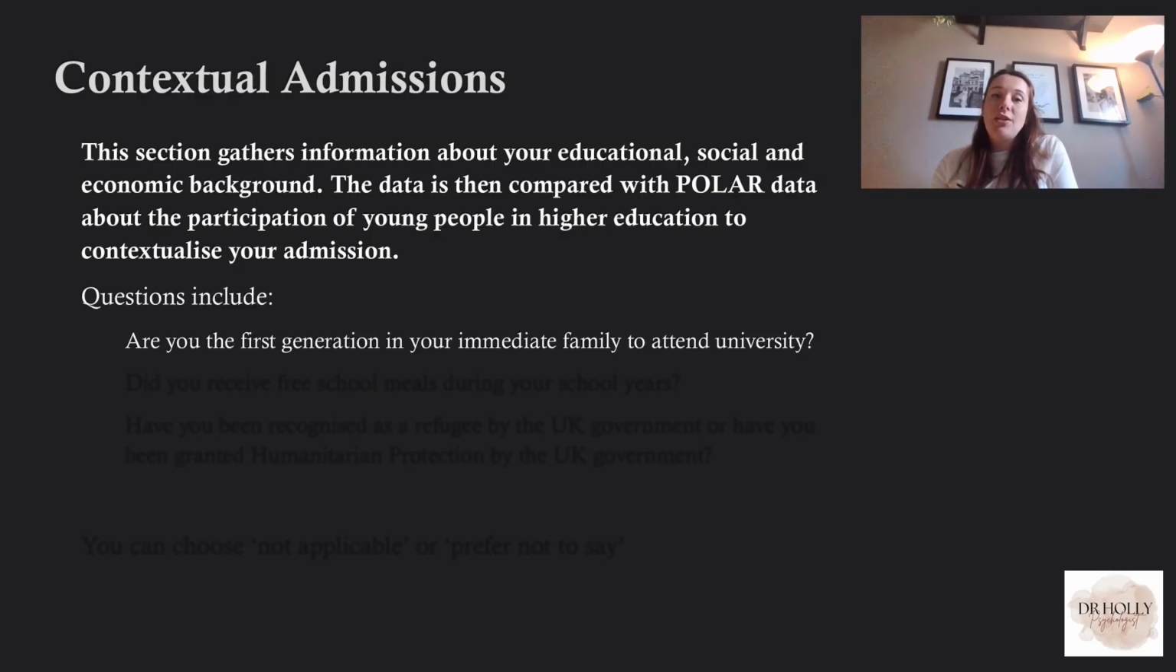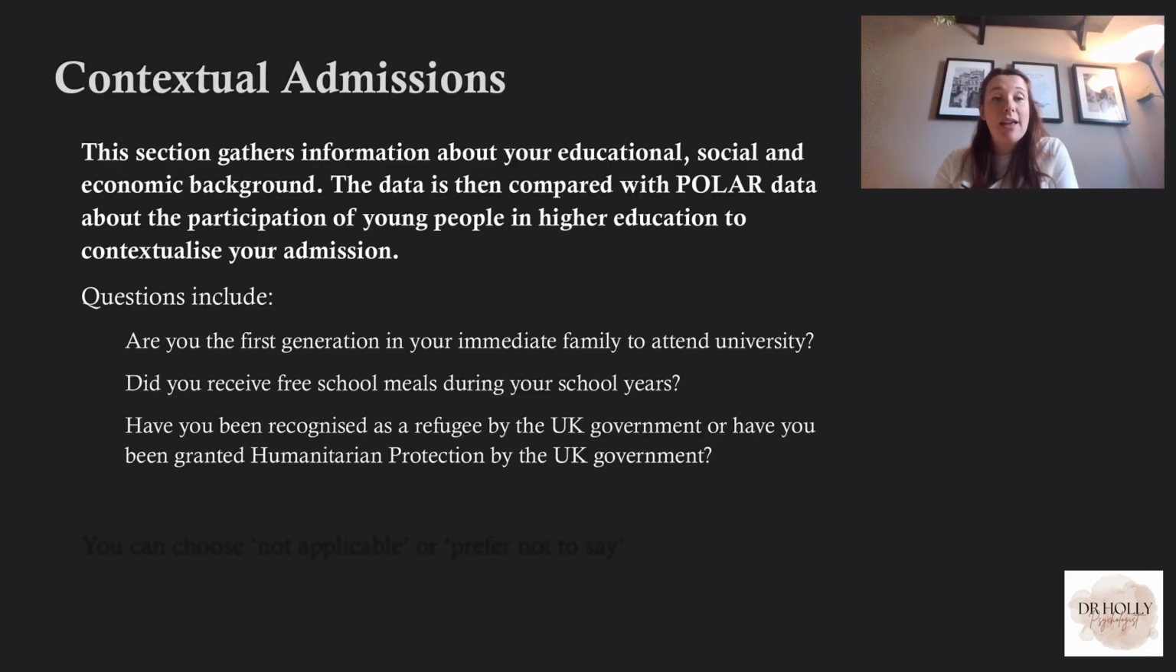The questions include things like, are you the first generation in your immediate family to attend university? Did you receive free school meals during your school years? And have you been recognised as a refugee or been granted humanitarian protection? You can choose not applicable, prefer not to say. You do not have to disclose anything that you're not comfortable with.